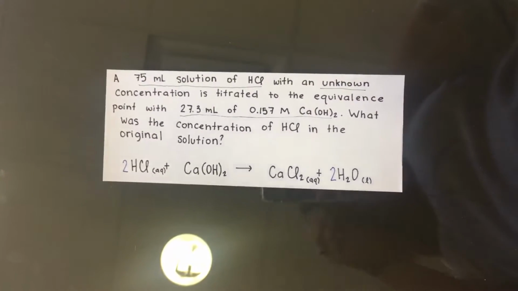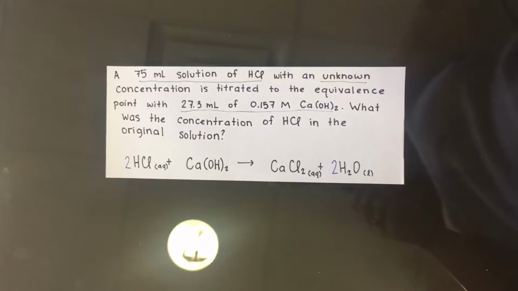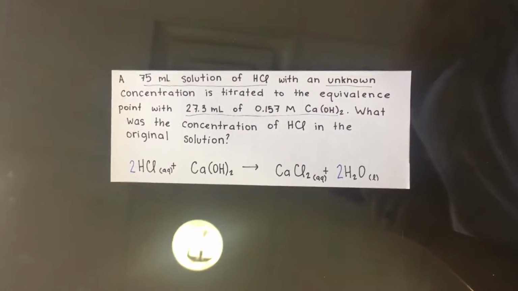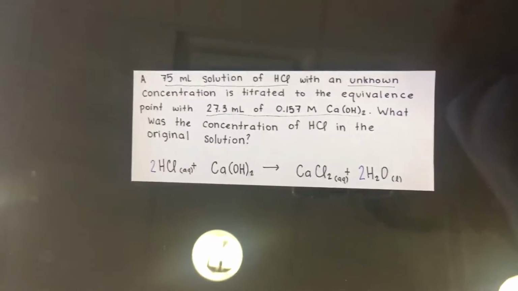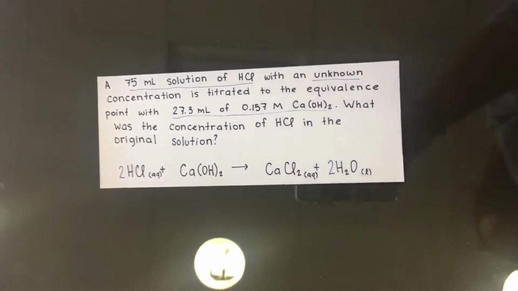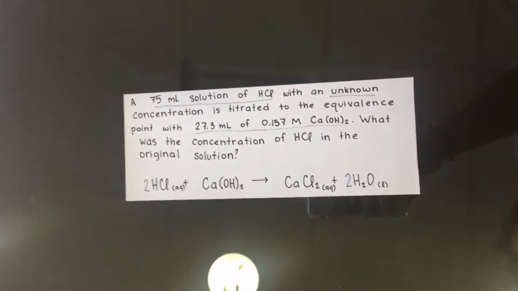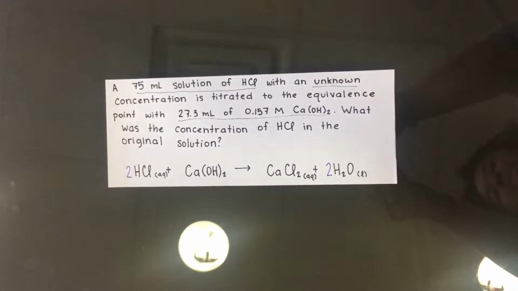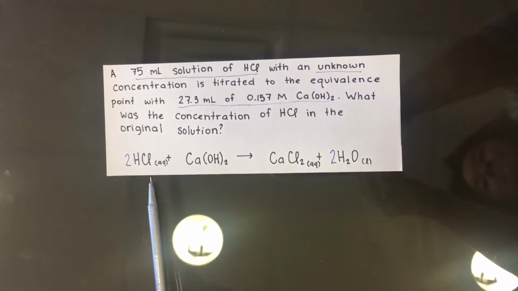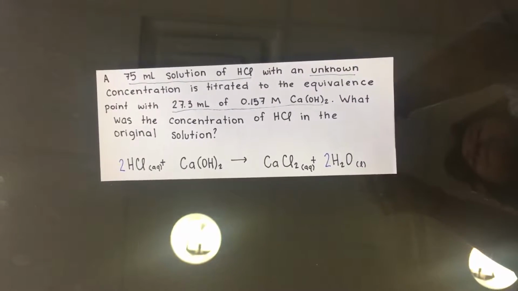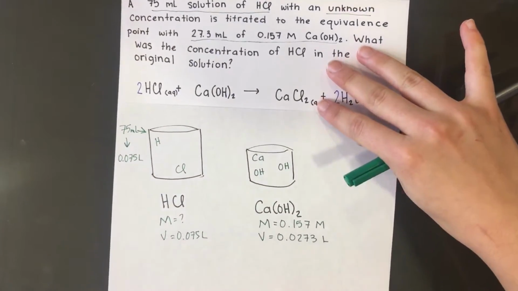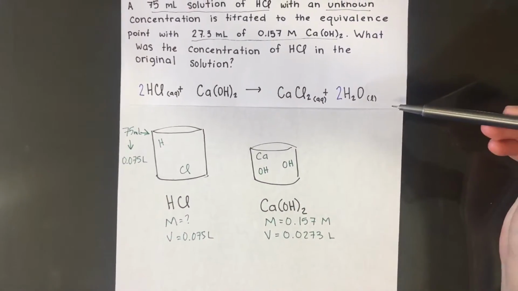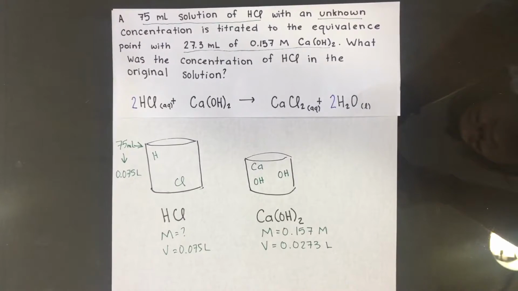Okay, so for today we are given a titration problem, and our question is: a 75 milliliter solution of hydrochloric acid with an unknown concentration is titrated to the equivalence point with 27.3 milliliters of 0.157 molarity calcium hydroxide. Now our question is, what was the original concentration of HCl in the original solution? I've already drawn out the picture to go along with our balanced stoichiometry equation.